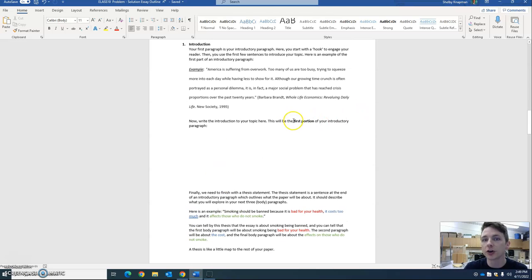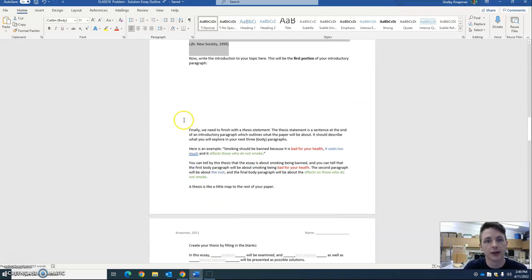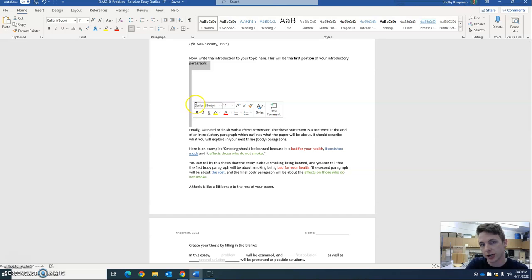Okay, this will be the first portion of your introductory paragraph because once you have 3 or 4 sentences here to introduce your topic and hook your reader, we need a thesis as our final sentence of the introduction. It explains that to you here. So once you've written in this space the first 3 or 4 sentences of your introduction, you need to then finish what's next. Finally, we need to finish with a thesis statement.